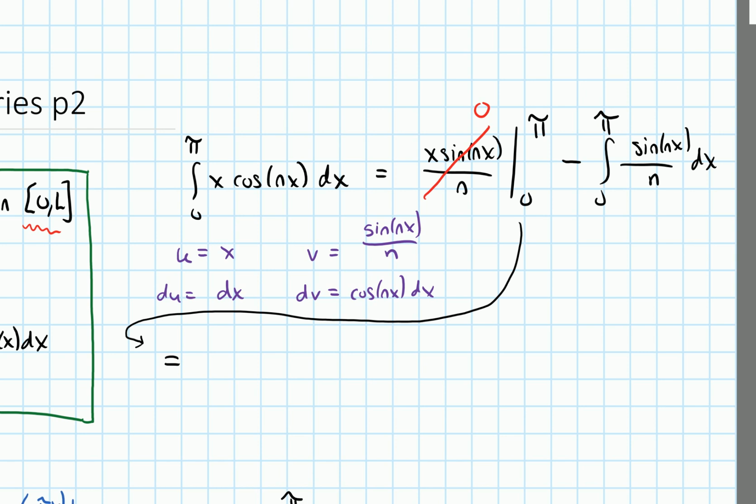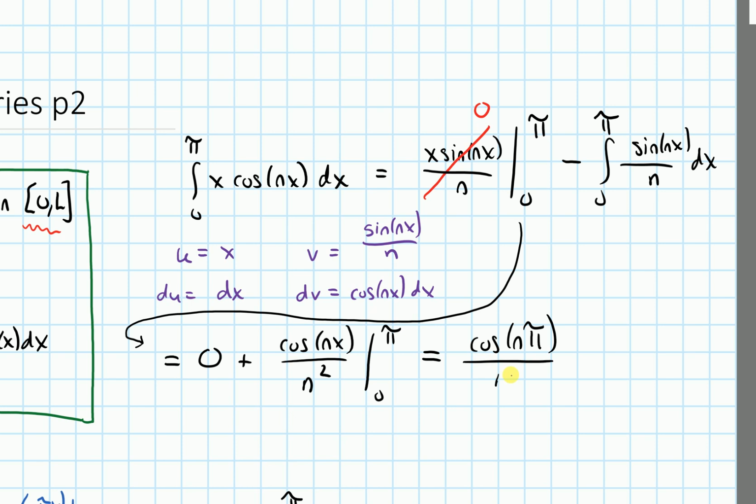Okay, so we have 0 for the first fraction, and now we have to do the antiderivative of this sine nx over n. So the antiderivative of that sine is going to be a negative cosine term. That's going to make this negative in front become positive. So I'll have plus, and we end up getting cosine of nx divided by n squared. Okay, and then we have to evaluate this at 0 and pi. So plugging in, we will get cosine of n pi over n squared minus, and now plugging 0 in, we get cosine of 0 over n squared.